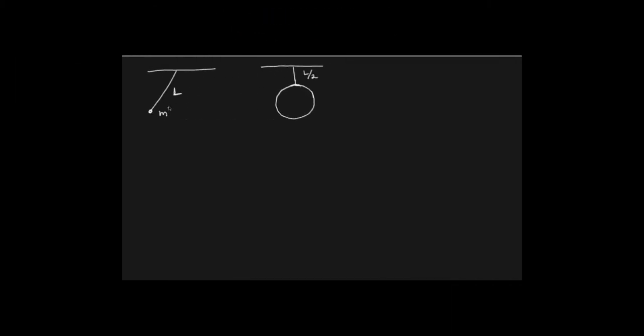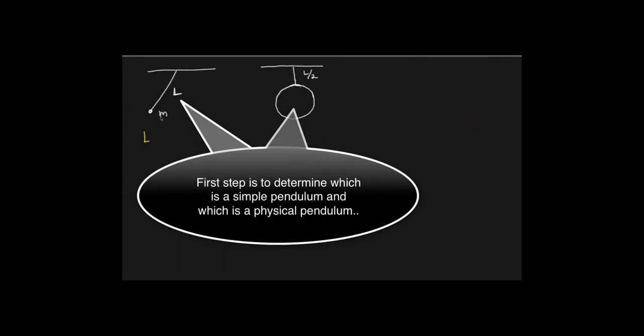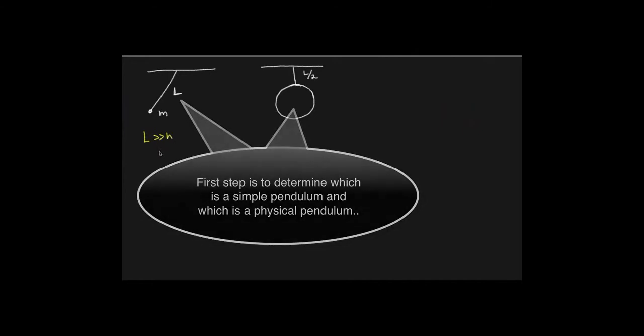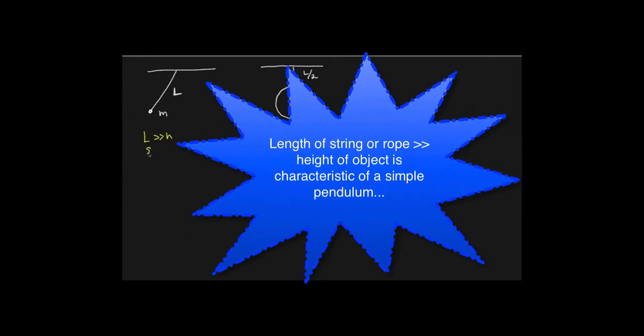Here, we look at the first scenario, and we see that the length of the pendulum is much greater than the height of the object. Okay, so that tells us what? Simple pendulum. Okay, so where do we go from there?